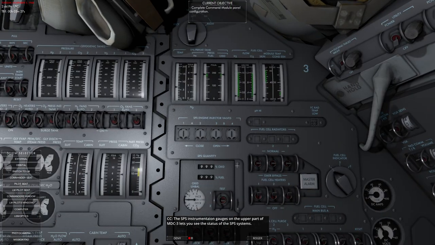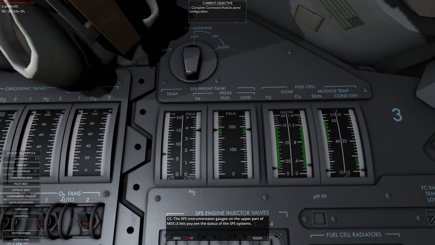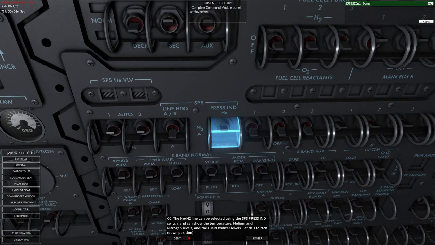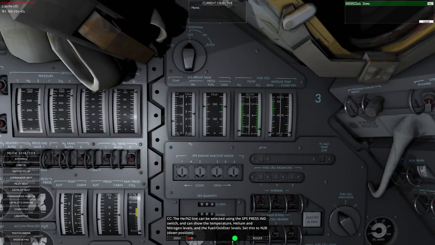The SPS instrumentation gauges on the upper part of MDC-3 let you see the status of the SPS system. All right, let me float up here and take a look real quick. The helium and nitrogen line can be selected using the SPS Press Ind switch. It can show temperature, helium and nitrogen levels, fuel and oxidizer. Set this to N2B, which is going to be our down position. So that should affect these instrumentations, which it does.